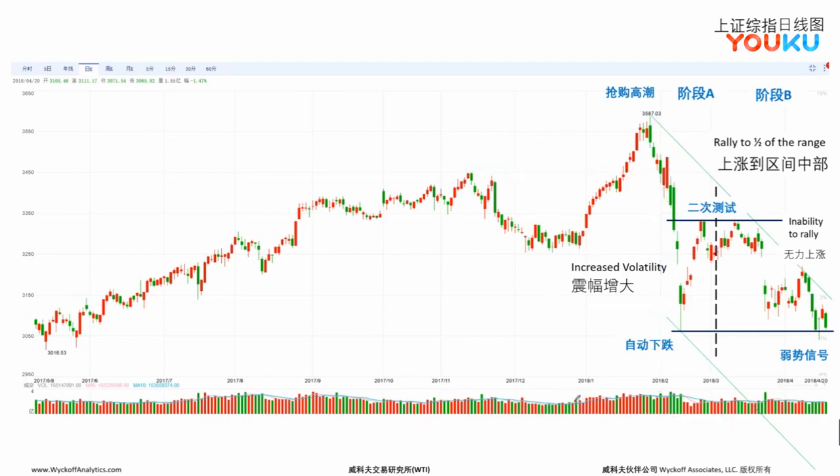So as we look at the area where the volume signature has increased, we're saying that institutions were present here. What did they do? Well, we look at the result. There was an attempt to go up, and then it was a collapse after that.